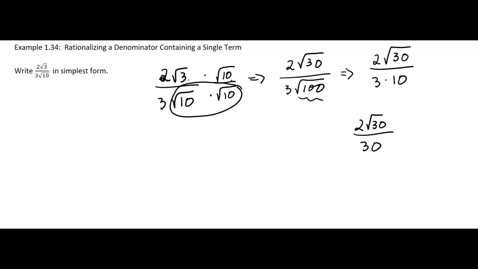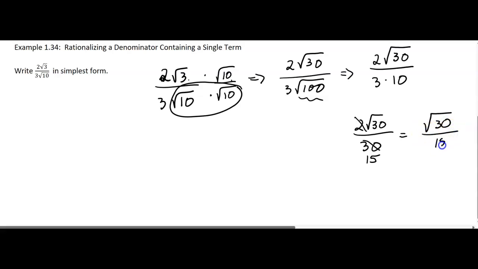Okay, but 2 goes into 30 15 times, right? Okay, so my final answer here is going to be the square root of 30 over 15. That is the final answer.